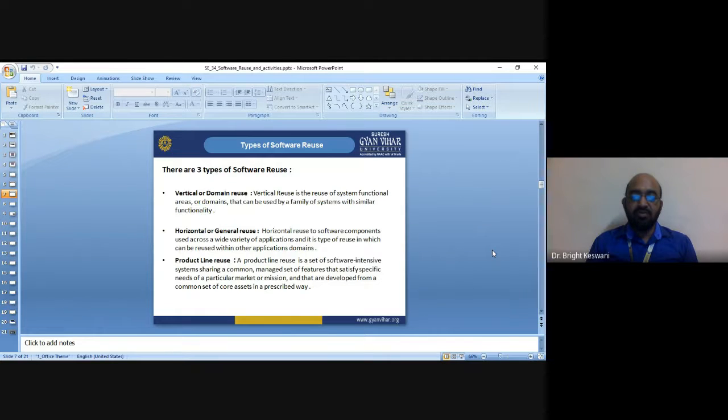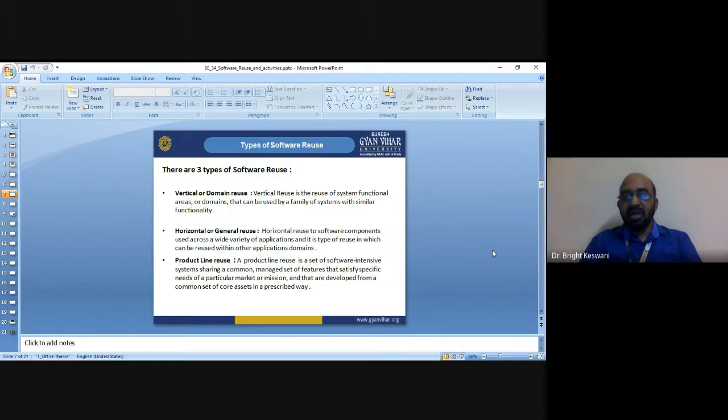So what is important? Vertical domain reuse is specifically used in a specific domain. And general reuse means what? In this type of reuse you can reuse the component in each and every domain, other than a particular application domain. Okay. Then the last one is product line reuse.